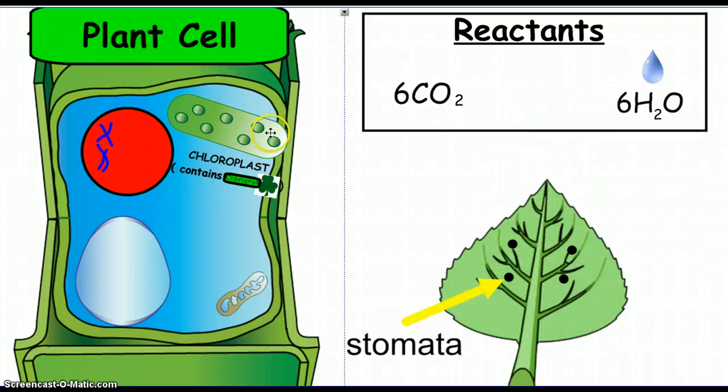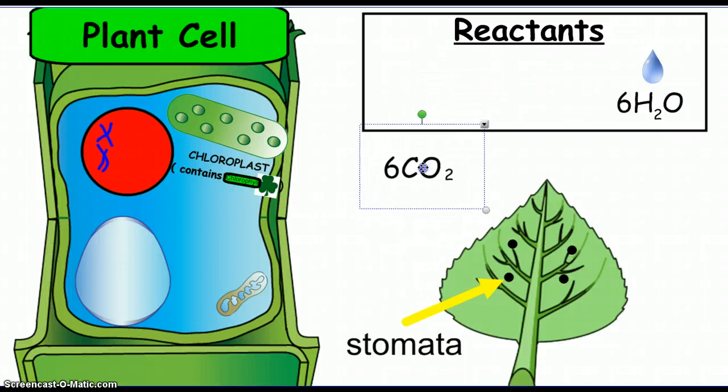A second reactant that plants need in order to carry out photosynthesis is this carbon dioxide gas. 6 molecules of carbon dioxide need to enter the plant cell. The way that they do that, the way that this carbon dioxide is diffused, is through these stomata openings, these openings in the underside of the green leaf. They're very small pores, and through diffusion, the carbon dioxide from the atmosphere is absorbed by the stomata and presented into the plant cell.